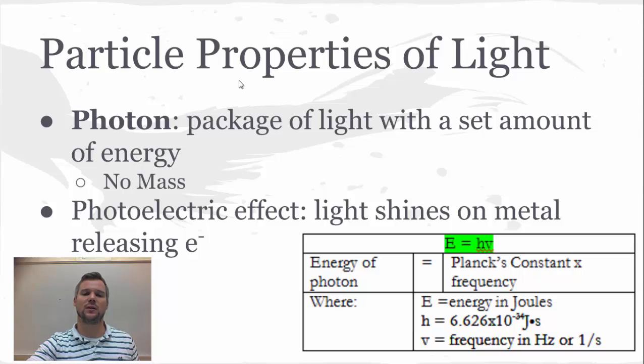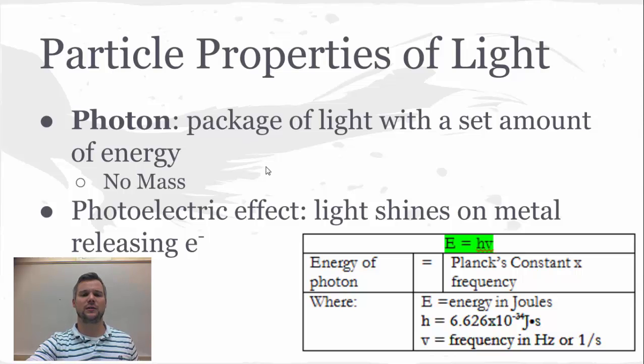We were talking about photons when the electron was dropping back from excited state to ground state. The electron releases a photon of light. And these photons are just little tiny packages of light with a set amount of energy, but they don't have any mass, which was kind of a weird thing because particles have mass. So that's where this whole wave-particle duality issue comes into play.